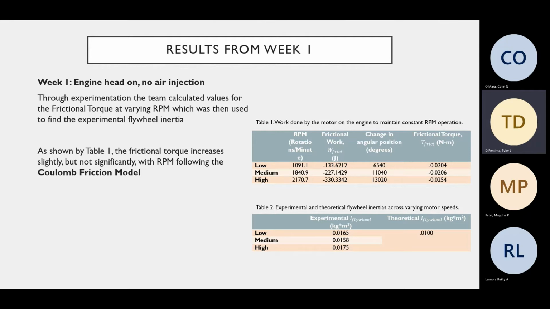There was, however, significant error associated with our calculated flywheel inertia values compared to the theoretical value, by around 66%. The team thinks that this could be due in part to the wobble present in the system.